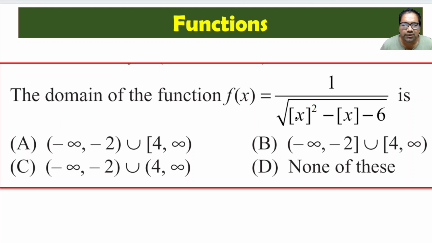Firstly, we have to ensure that whatever is in the denominator can never be 0, and at the same time, whatever is in the square root should always be positive. The denominator cannot be 0, and what is in the square root should be positive. Let us replace the greatest integer function of x with y, then it becomes y² minus y minus 6. It's a quadratic equation. First, let us solve that.